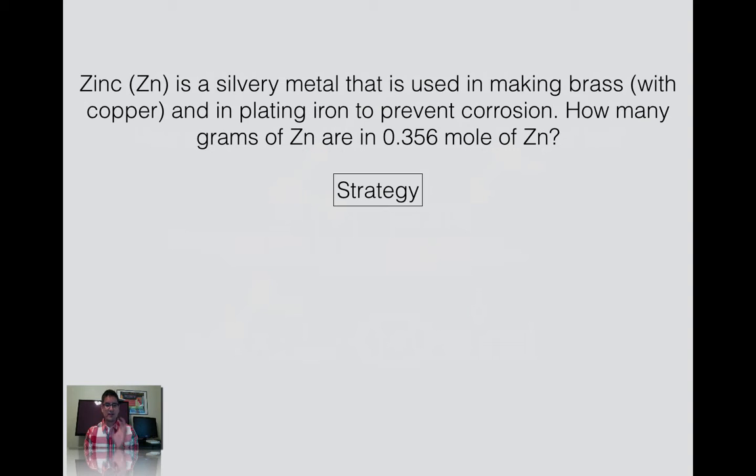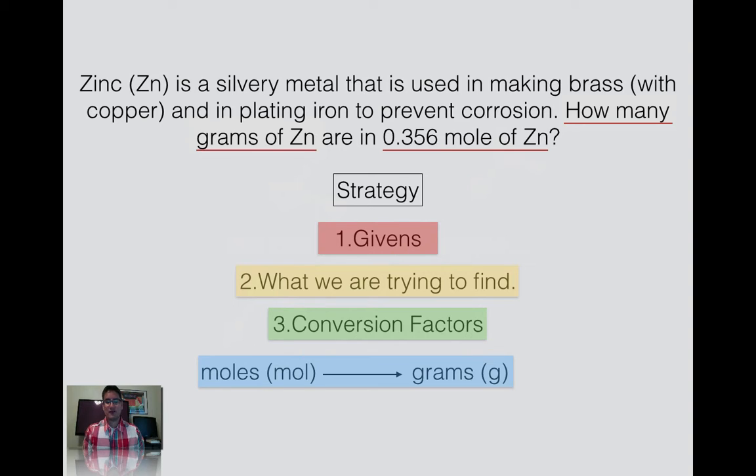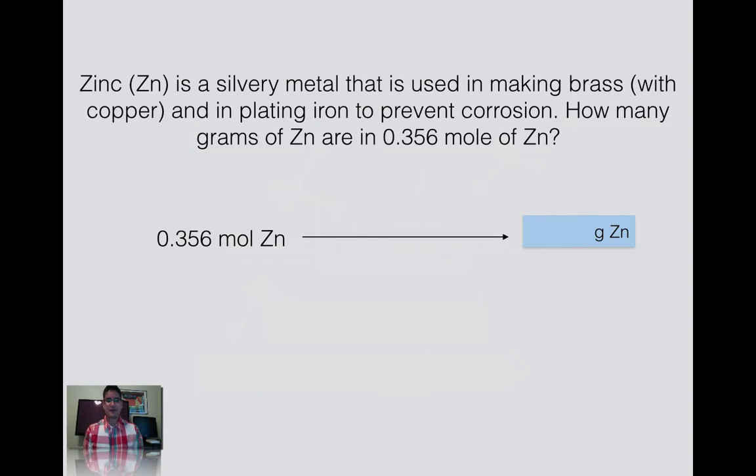Okay, so again, my strategy, like the one before, I want to find my givens. And this is the unit that I have been given. I've been given moles. And then I want to find out what we're trying to find. And I'm looking for grams of zinc. Okay? So you notice how I have those two important components underlined? Okay, I'm looking for grams and I've been given moles. So my conversion factor is moles to grams. Okay, I want to change 0.356 moles of zinc into grams of zinc.